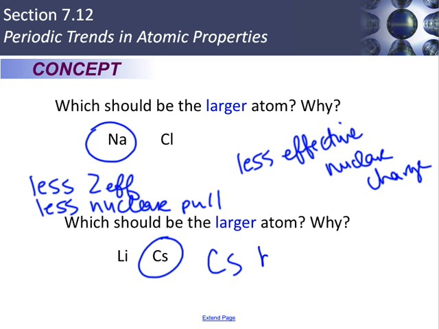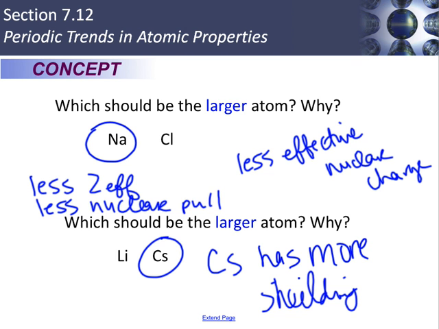So cesium has more shielding. If you don't like to use the term shielding, I'm okay with that. You can say there's more energy levels in a cesium atom. Don't care which. Either's okay.